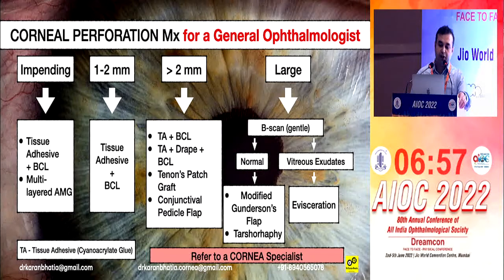For large perforations, if the situation is appropriate, you can do a gentle B-scan very, very carefully. You have to be very careful because actually it's not indicated to do a B-scan in any perforated eye. You can do a modified Gundersen's flap, or sometimes you can just do a temporary tarsorrhaphy or patch the eye and send to the cornea specialist. This is for the COVID time, so you can refer it.